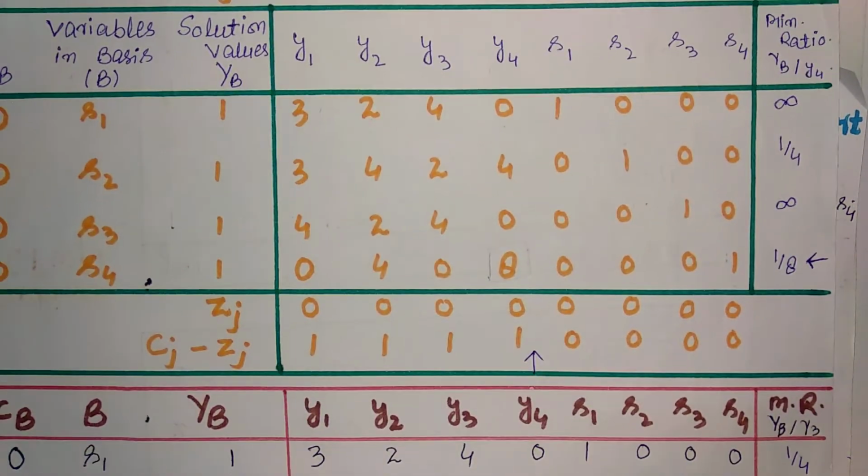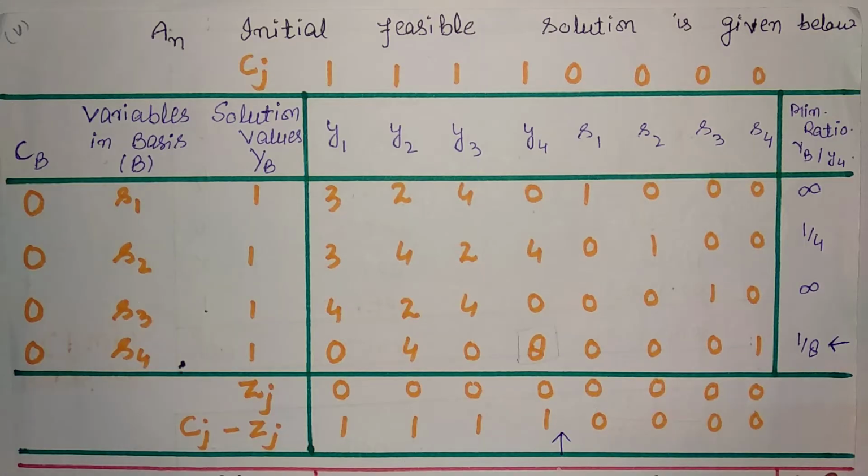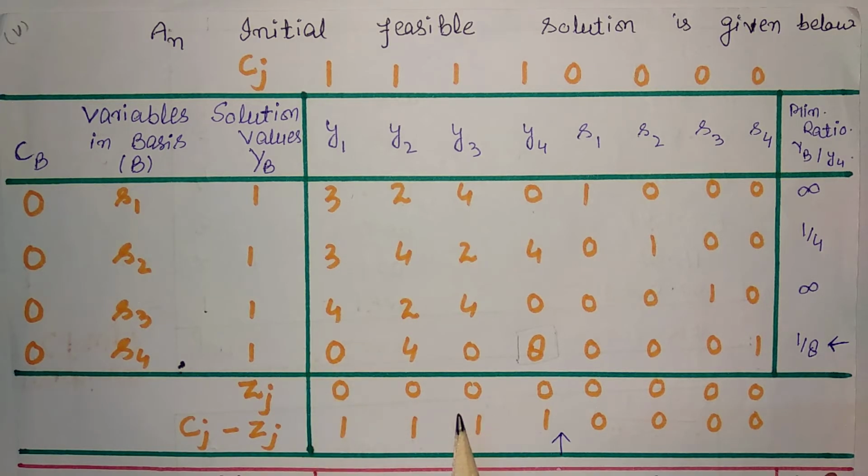Okay. Now, the given problem is of maximization. And in maximization, the given solution is optimal if Cj minus Zj is either 0 or less than 0. But here, Cj minus Zj is 0 or greater than 0. So the current solution is feasible but not optimal. Why is it feasible? Because all solution values are positive. So the current solution is feasible but not optimal. So in order to obtain the optimal solution, we will choose a key column and a key row.